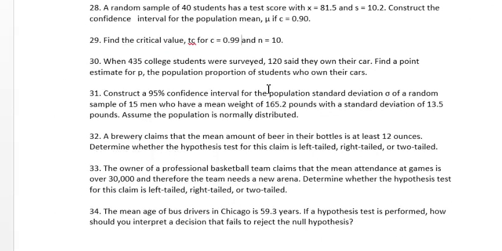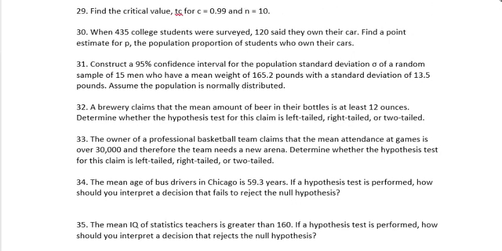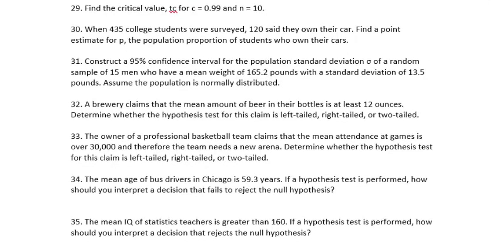Okay. Number 30. When 435 college students were surveyed, 120 said they owned their own car. Find a point estimate for the population proportion of students who own their own car. Well, that's a really complicated way of saying the average. Remember, they're not asking for a standard deviation. They're not asking for anything complicated over here. They're just looking for a point estimate. If you just start off with the mean, start off with the average. So 435 and 120 have their own car. So that would mean 120 divided by 435, which is what? Well, let's take out the calculator. Simple enough.